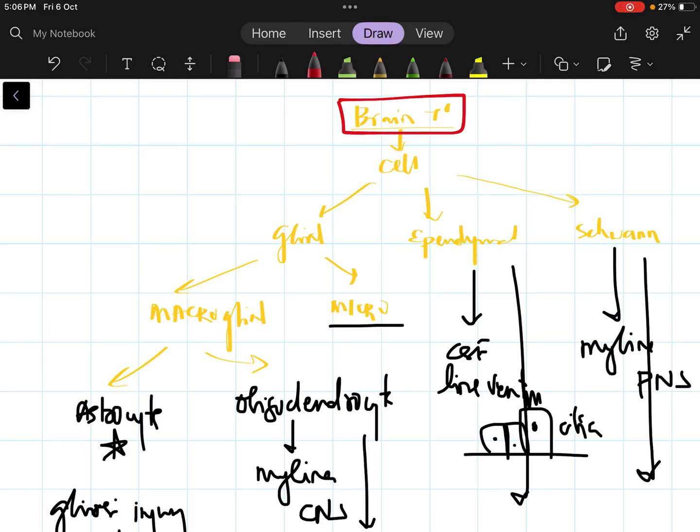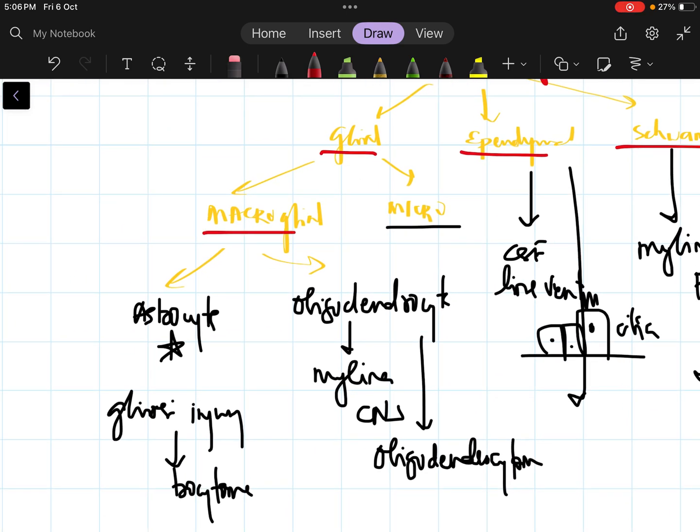Brain tumors. Before going into details of brain tumors, the cell of origin can be glial cells, ependymal cells, or Schwann cells. Glials are macroglial or microglial. Microglial cells are involved in cellular debris clearance and phagocytosis. They are implicated in neurodegenerative disorders.